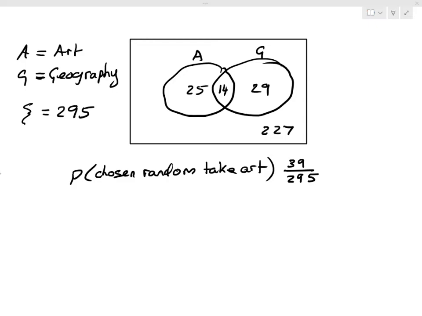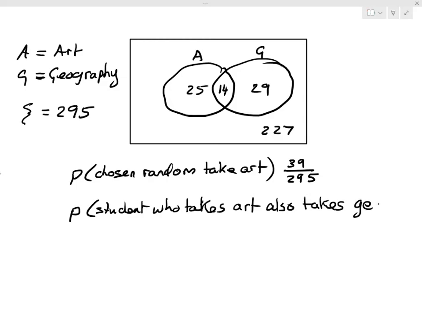Now, the probability that a student who takes art also takes geography. Okay? Right, so the art students are 39, so it's only going to be out of the 39. And they also take geography, so that's these 14 in the middle. So there you go, that's the probability of that.